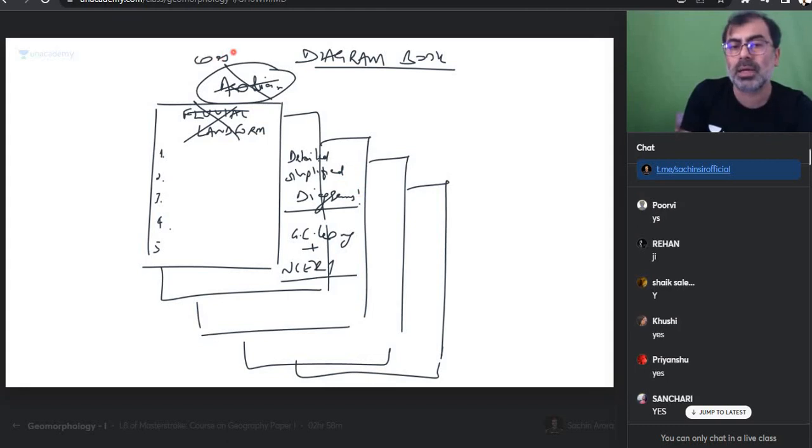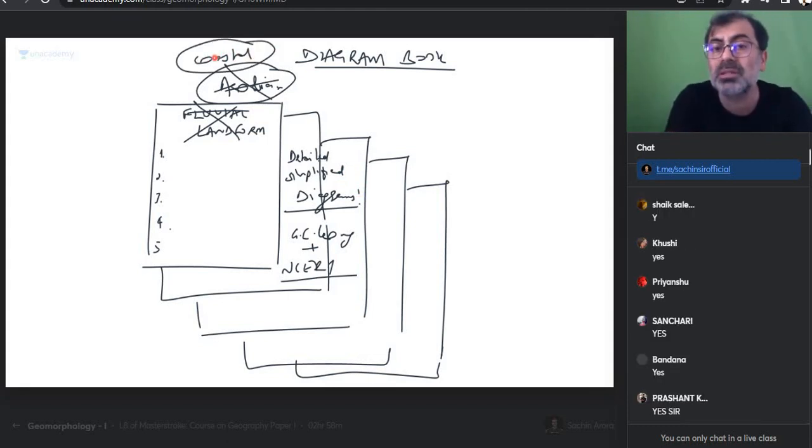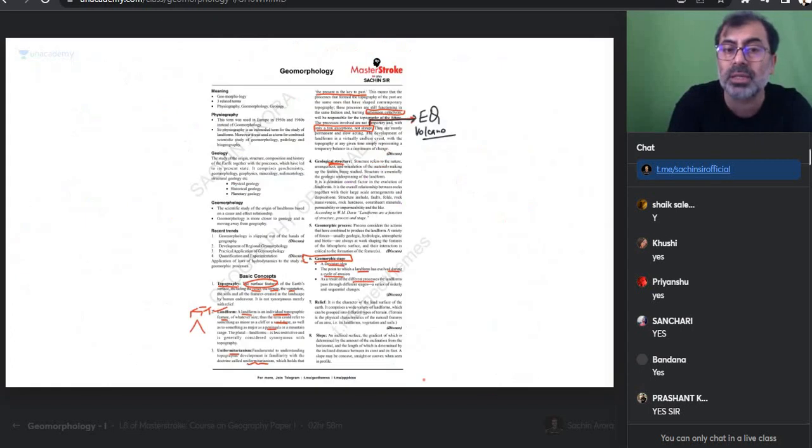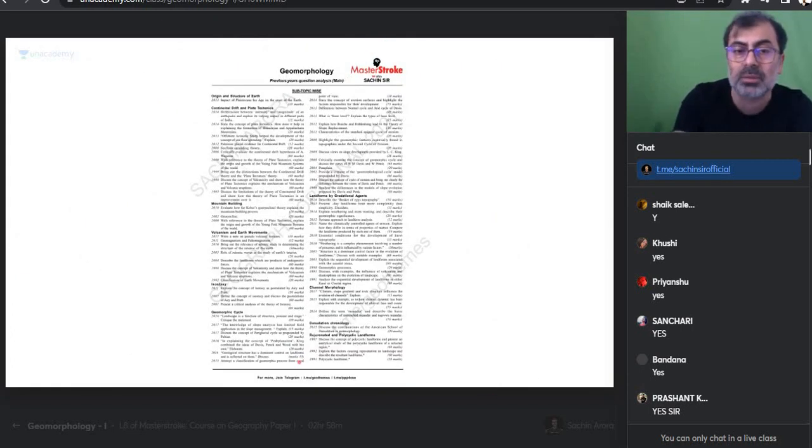Aeolian हो जाएगा तो next क्या बनेगा? 5 का पेयर, coastal landforms. And I want you to check previous year questions में. Previous year questions में उन्होंने landform पे question पूछा. Direct questions. Direct questions have been asked on landforms.